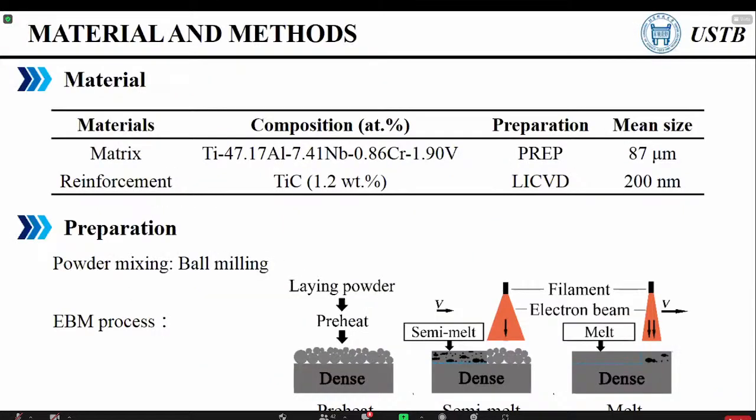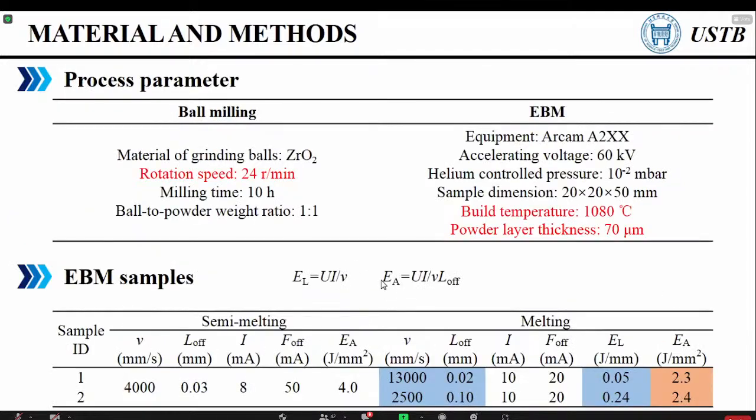For the materials and methods, the titanium powders were mixed with titanium carbon by ball milling. Then the composites were fabricated by EBM process, including layer, powder, preheat, semi-melt, and melt. The layer thickness is 70 micrometers.